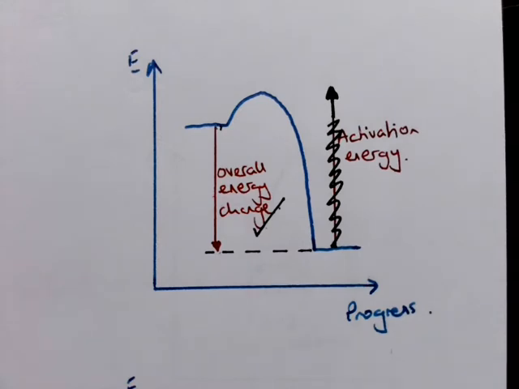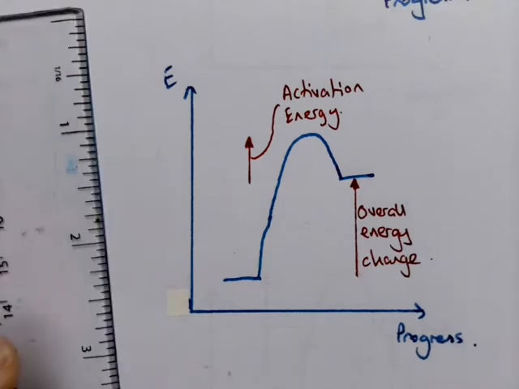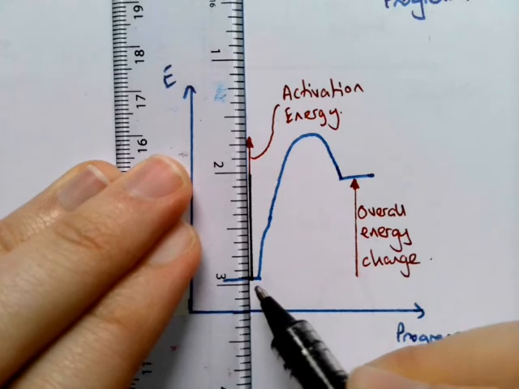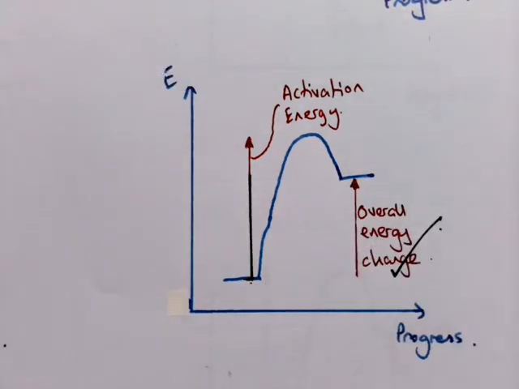Next. All right, so now it should be fairly straightforward. The activation energy arrow is not long enough. It needs to start down here. And the overall energy change, that's fine. It starts at the reactants and finishes at the products.